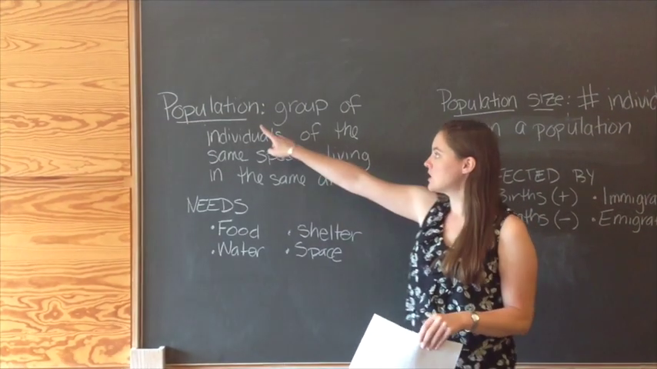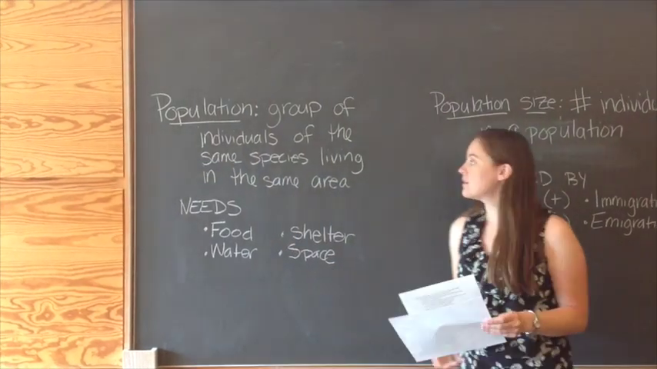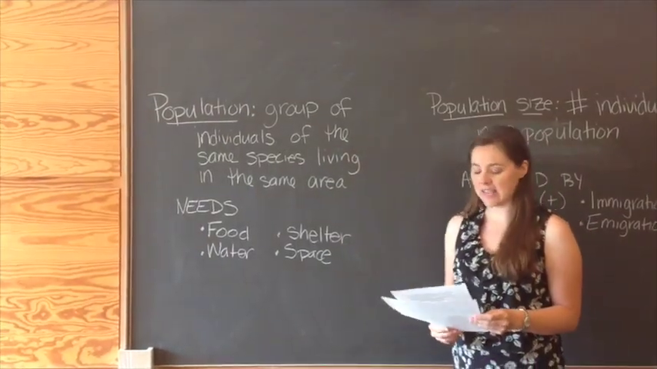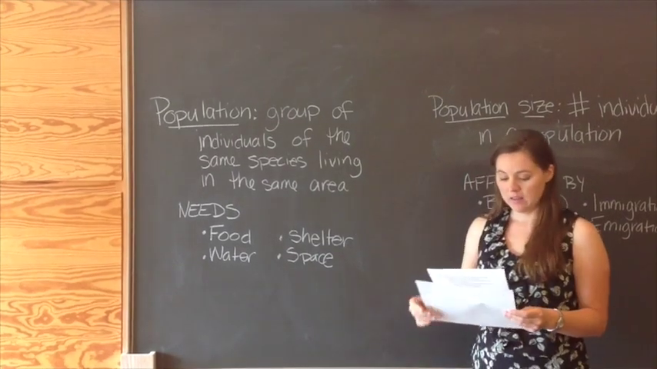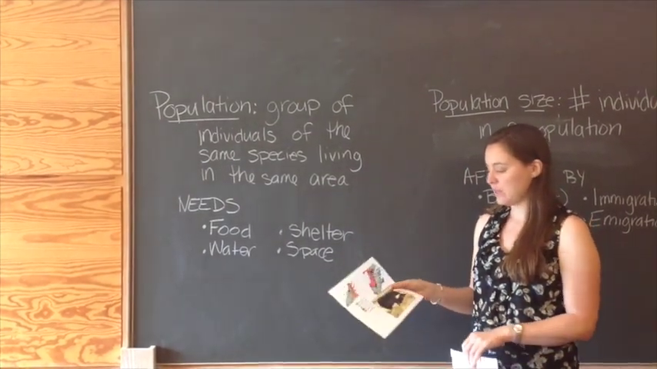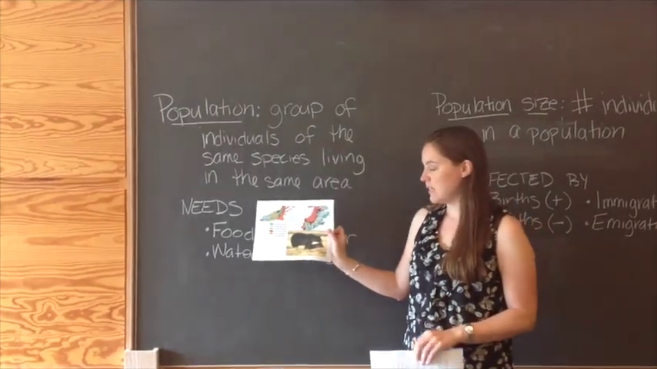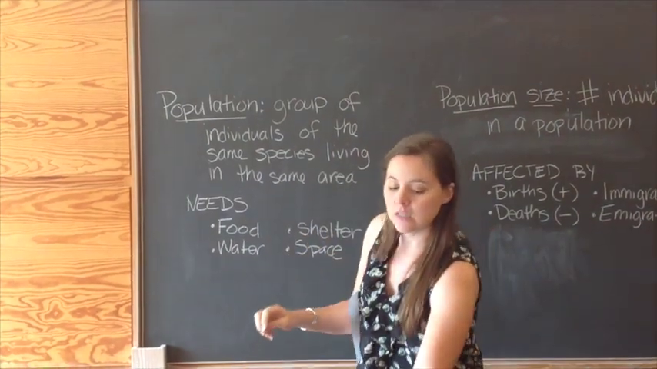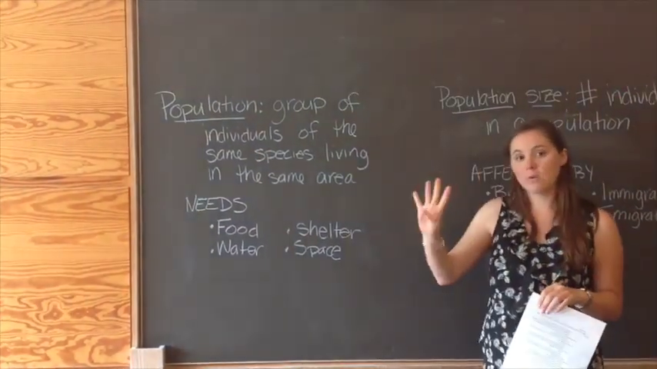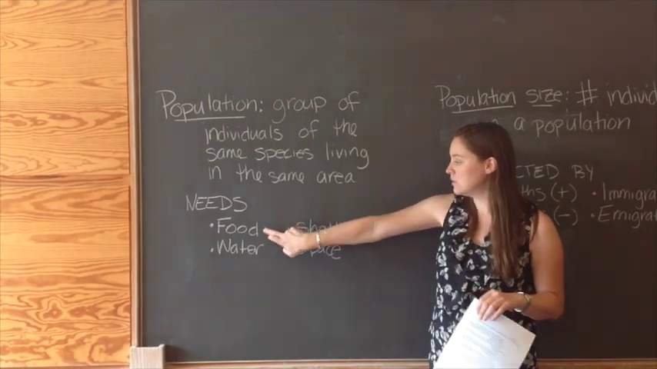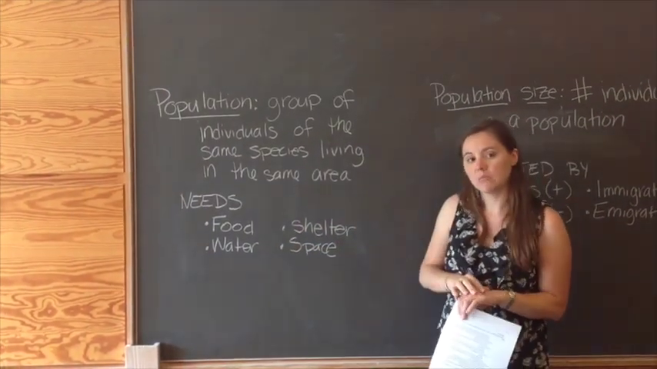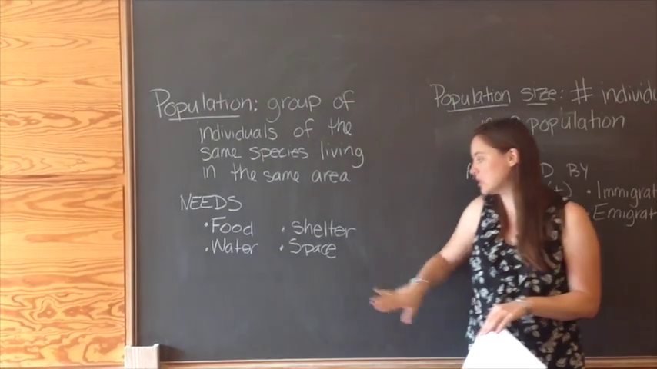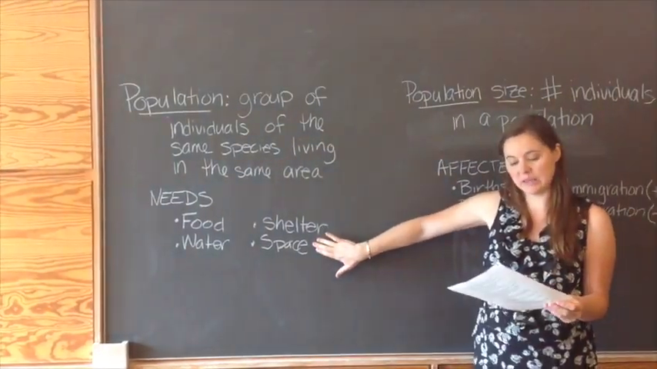So a population is a group of individuals of the same species that live in the same geographic area. An example of that might be black bears that live in eastern North Carolina. As you can see, in North Carolina, we have two different populations of black bears, one in the western part of the state and one in the eastern part of the state. All populations need four things. They all need food, water, and shelter, which are the requirements for the individuals in the population. And then a population also needs space.